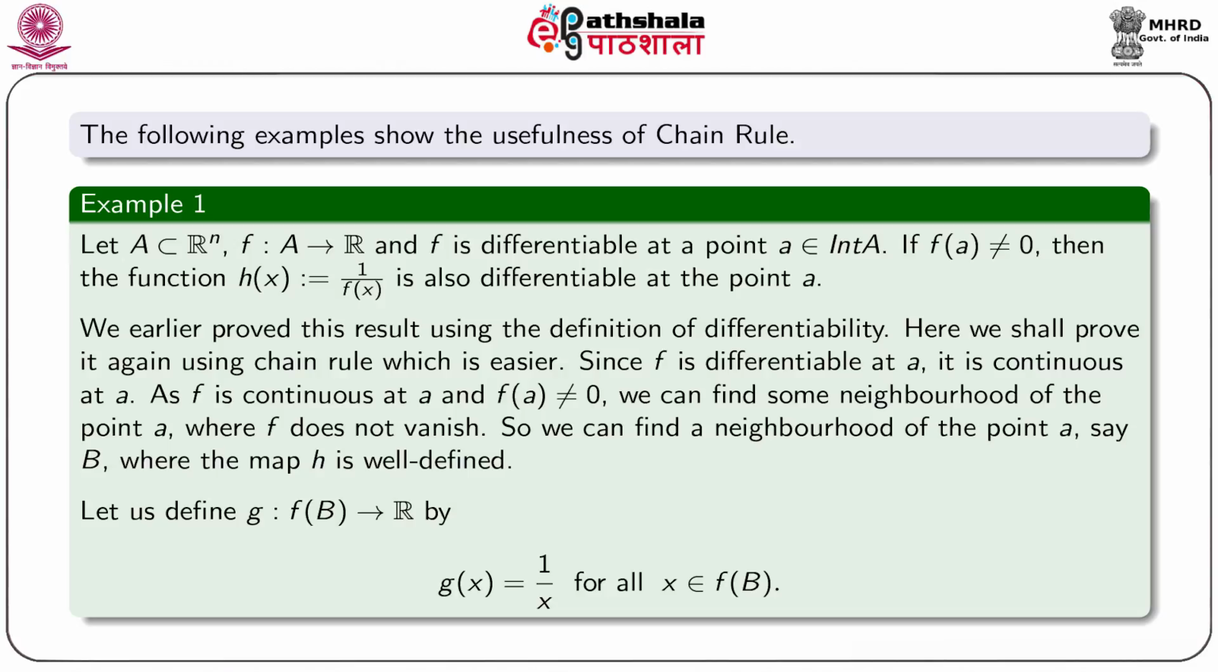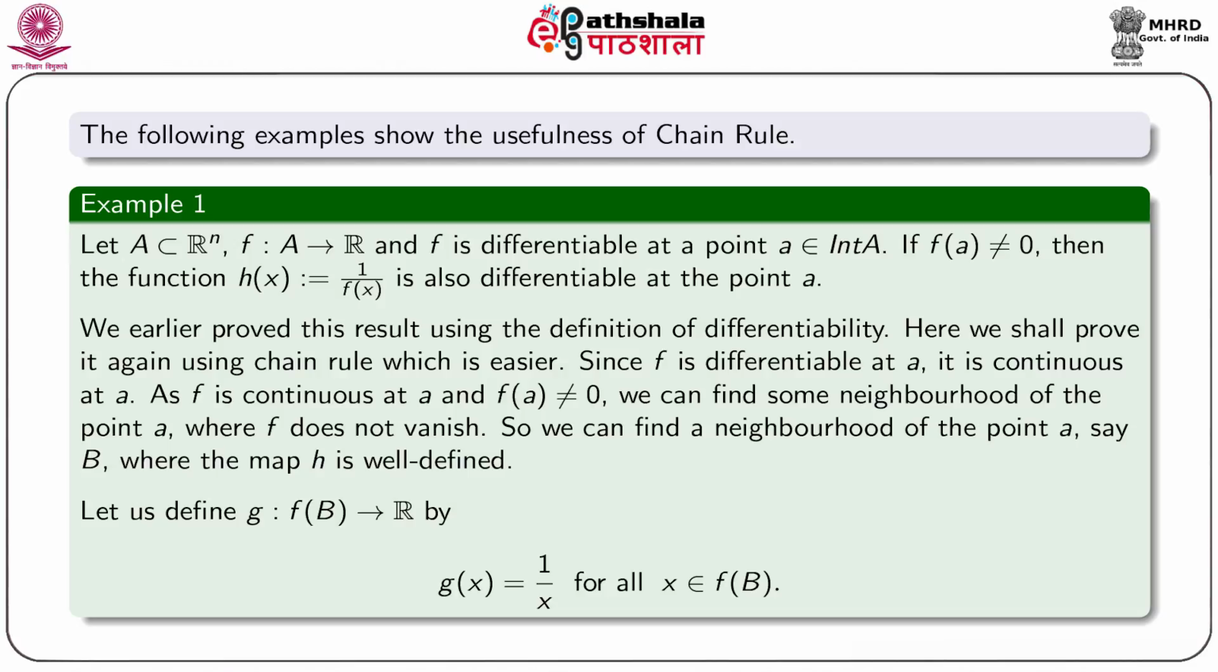Now, we show some examples to show the usefulness of chain rule. Let A be a subset of Rn, f is a scalar field defined on the set A and f is differentiable at a point a, which is an interior point of the set A. If f a is not equal to 0, then the function h x defined by 1 upon f x is also differentiable at the point a.